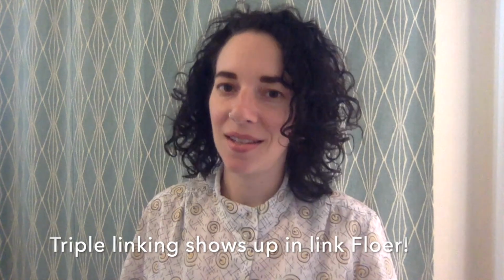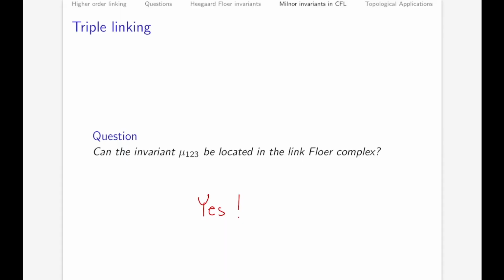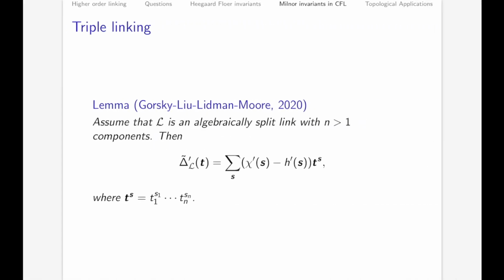Finally, we ask, can the triple linking number be located in the link Floer complex? Of course, now the answer is yes. Let's look at the theorem statement for this one. As before, we are going to need to work with the multivariable Alexander polynomial and the Euler characteristic. So we have our algebraically split link, and we have a little lemma that says you can write that in terms of the h prime function and what we call the chi prime function.